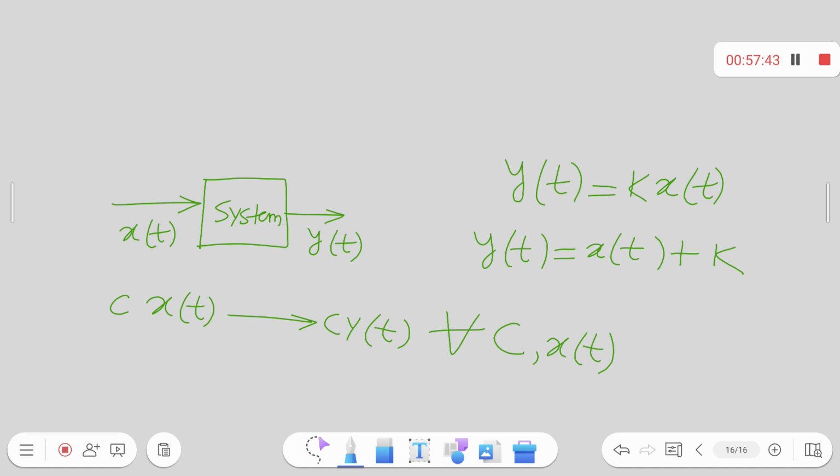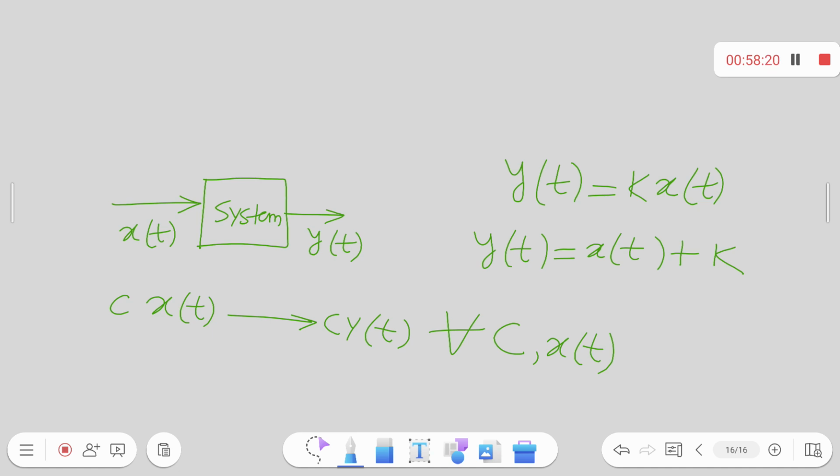So you find that there are a few systems which are additive but not homogeneous. In fact, most of the systems are either both additive and homogeneous, or neither additive nor homogeneous. For example, the first system, y of t is equal to k times x of t, is additive and homogeneous. The second system, y of t is equal to x of t plus k, is neither additive nor homogeneous.